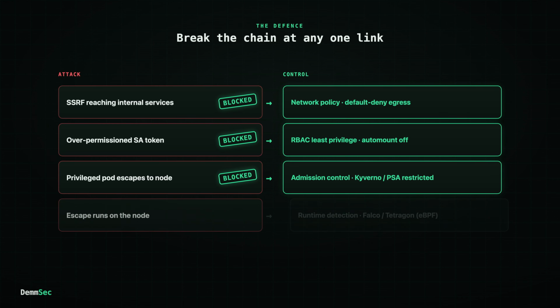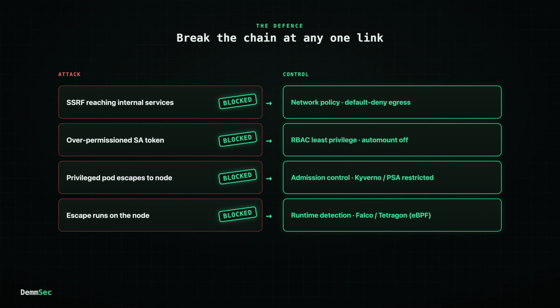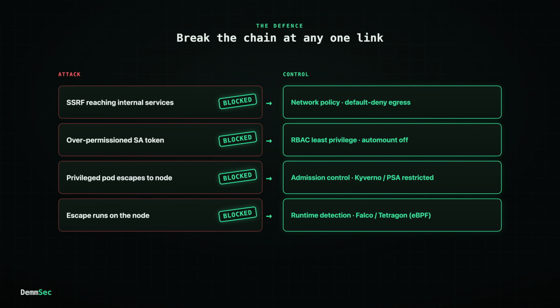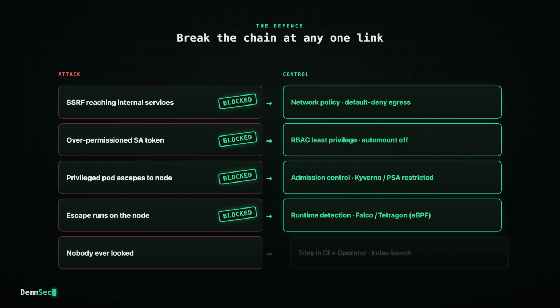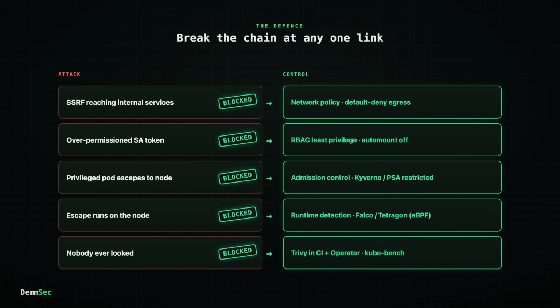And if the escape does run, runtime detection. Falco or Cilium Tetragon, eBPF at the kernel. A shell in a container, a chroot, a process reading the host shadow file. They see it, and then Tetragon can kill it, not just alert. Notice the shape. There's no single magic product. You need to scan continuously, implement least privilege, network segregation, admission control, runtime detection. Everything's layered. If you break the chain at any one link, my whole run falls apart.